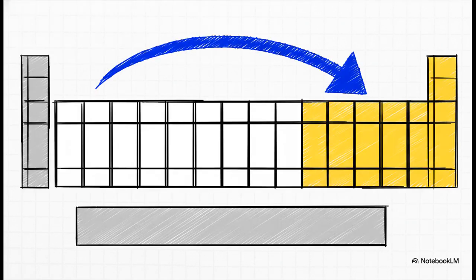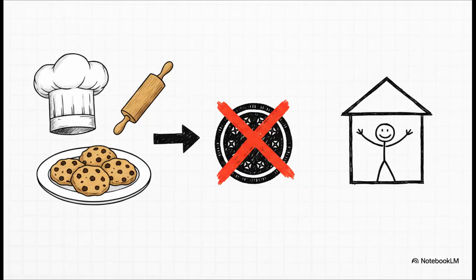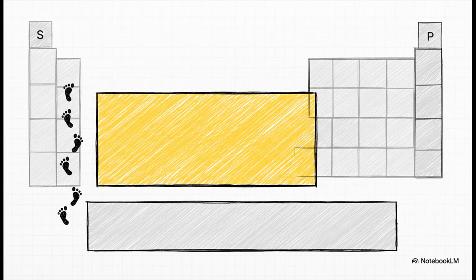All right, next stop. Let's jump all the way across to the right side of the table, the P block. And you know it. This first row has another catchy little phrase. This one's pretty tasty. So just remember, bake cookies, not Oreos, for neighbors. Simple, right?